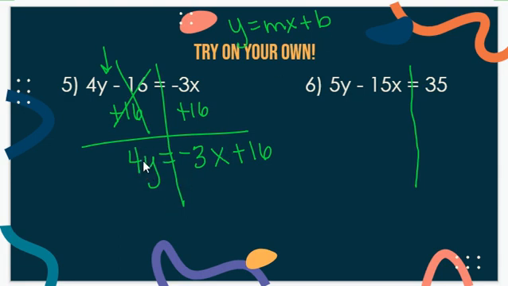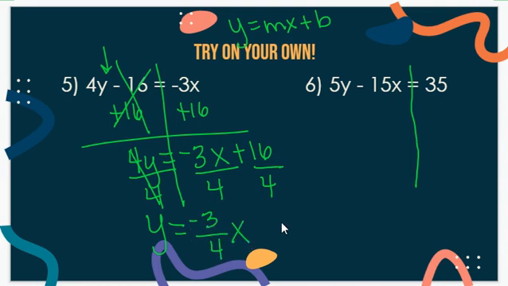I need to get rid of this times 4 by dividing by 4, and when you do this side, you have to do each term divided by 4. So 4 divided by 4 is going to leave me with 1y. Negative 3/4 x. I can't simplify this, so I'm just going to leave my fraction, negative 3/4, with my x. And then 16 divided by 4, that simplifies to a positive 4. So slope-intercept form, y equals negative 3/4 x plus 4.